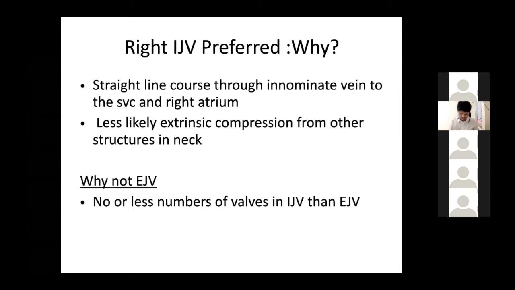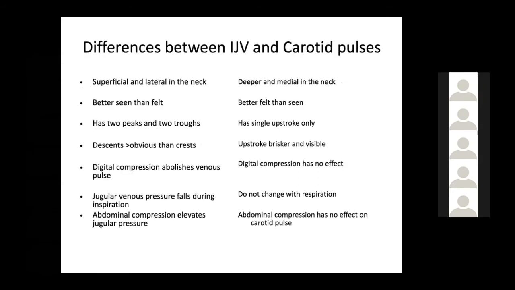Now, why is the right IJV preferred? I already told you it is in a straight line and it is less likely to be compressed by the arch vessels, aneurysm, and between the sternum. And why not EJV: there are fewer valves or no valves in the IJV as compared to the EJV. Now, this is one important question which they will always ask you in JVP: what is the difference between whether it is a carotid pulse or whether it is the IJV.